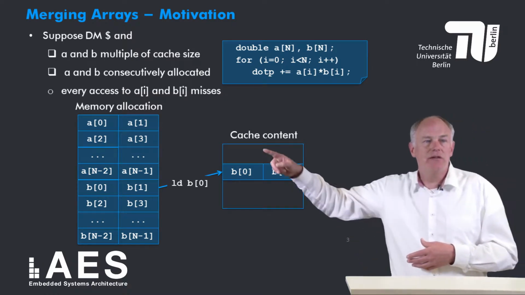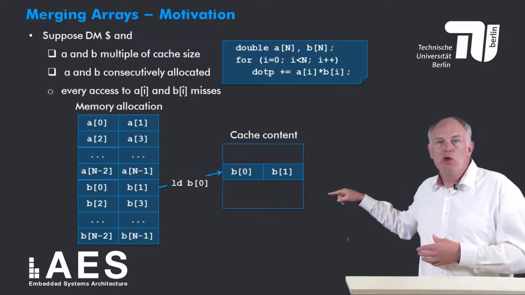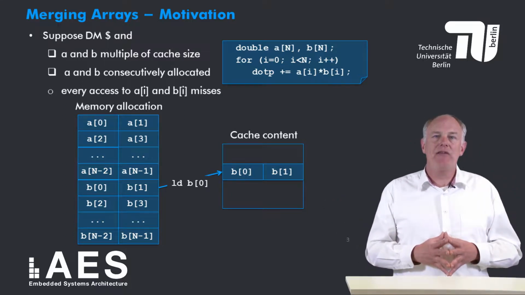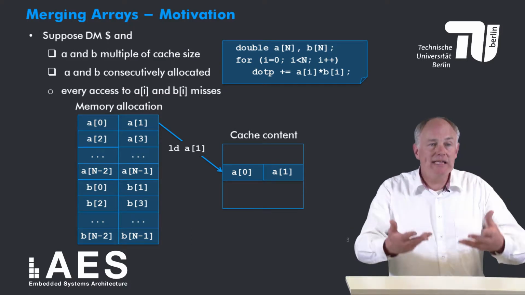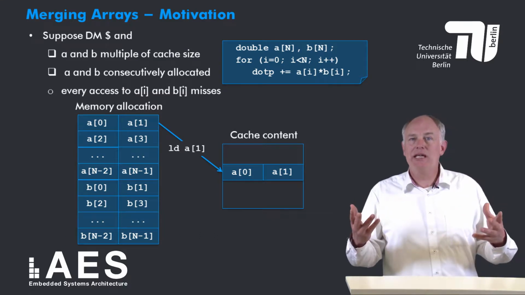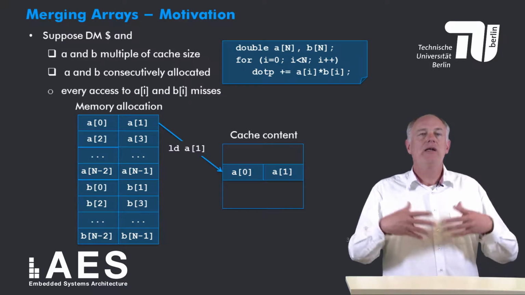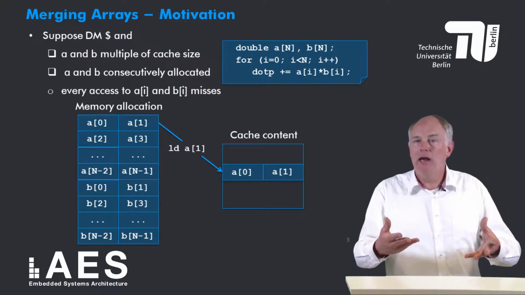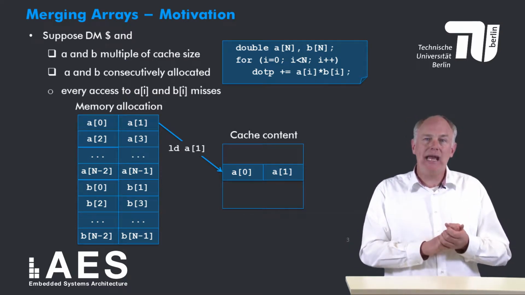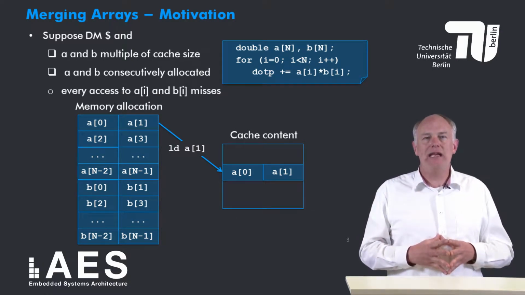Under these assumptions, A0 and B0 map to the same cache block, so the block containing B0 and B1 will replace the block containing A0 and A1. On the next iteration, we need to load A1. Oops! It was in cache, but it was replaced, so we need to bring it in cache again. The same will happen when we load B1, A2, B2, etc. Every access will replace data that is needed in the following iteration, and therefore every access to the data cache will miss.